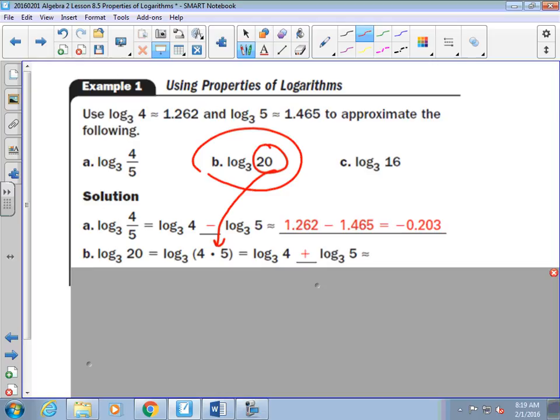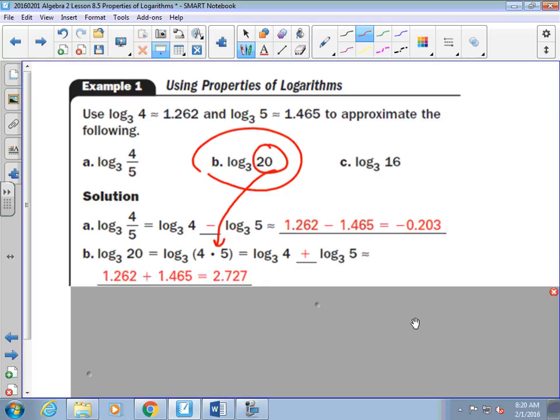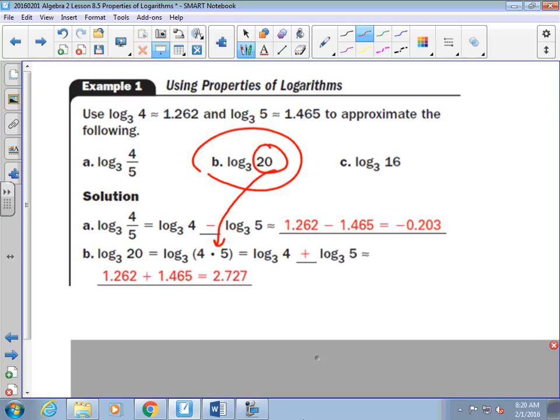So log base 3 of 4 times 5. And again, multiplication goes with addition when you separate them. Notice on this next step, we have log base 3 written twice. You separate it to log base 3 of 4 plus log base 3 of 5. And again, we know what those approximations are. That's 1.262 plus 1.465. Those numbers come directly from the directions. That's where we get those long decimal numbers. And when you put them together, you get 2.727.